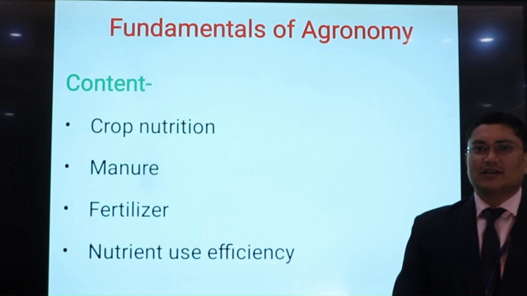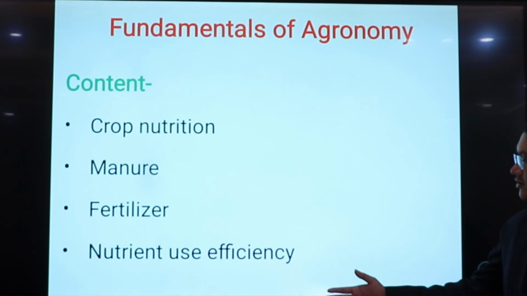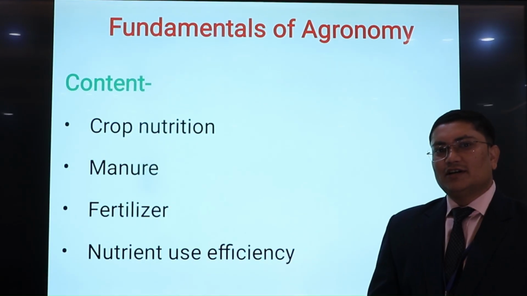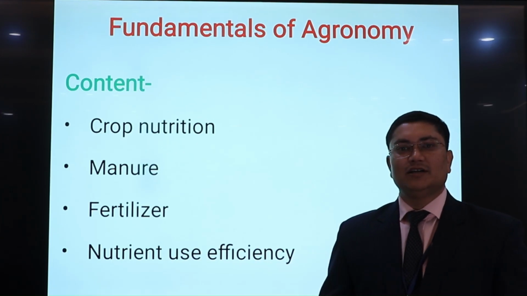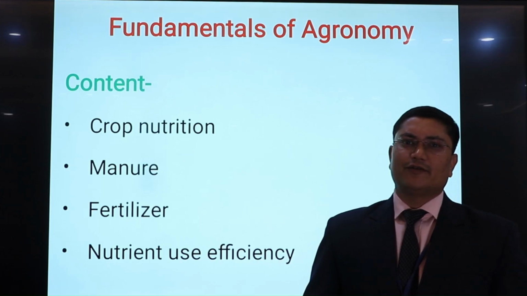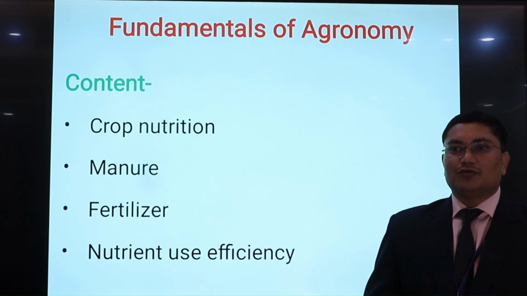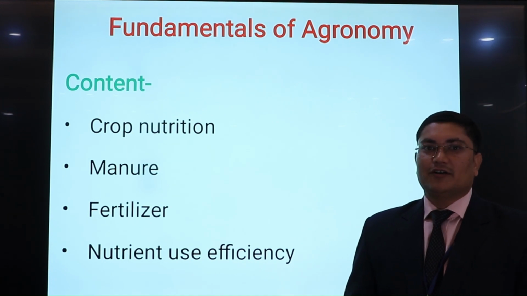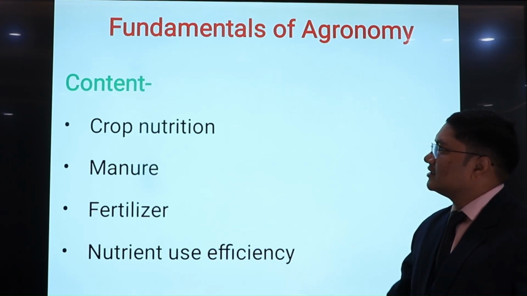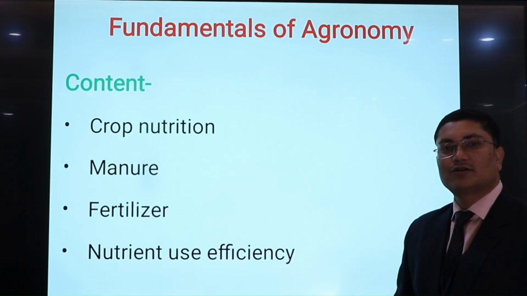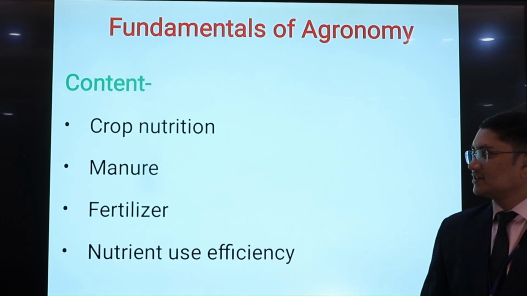Today we will discuss the content: crop nutrition, manure, fertilizer and nutrient use efficiency. What is a crop nutrient and what is the criteria of essentiality? Because from that we learn how many nutrients are very important for crop development, and then how to fulfill the nutrient requirement of the crop. So we will discuss the whole content about crop nutrients, manure, fertilizer and nutrient use efficiency.